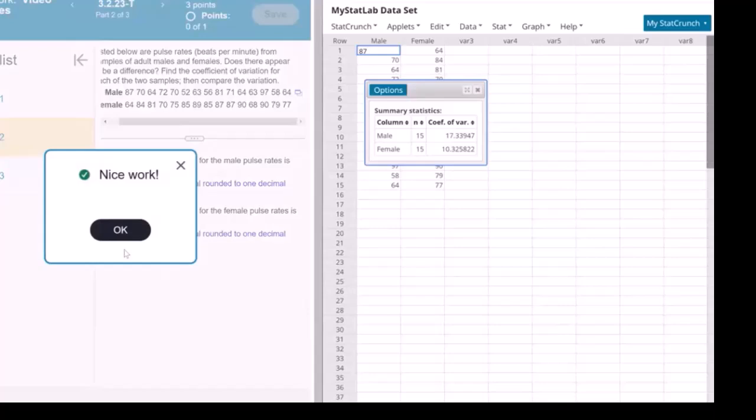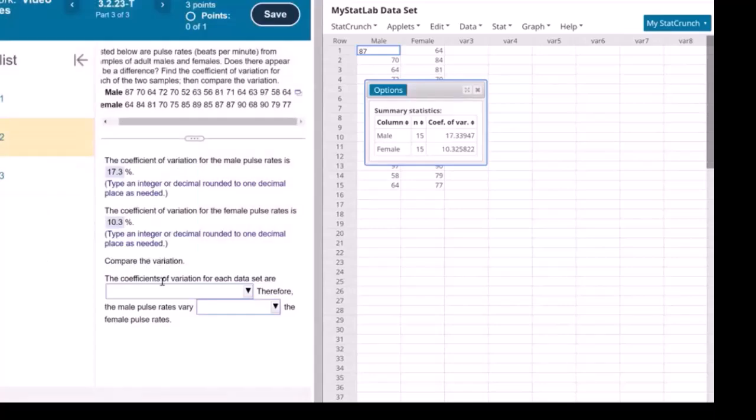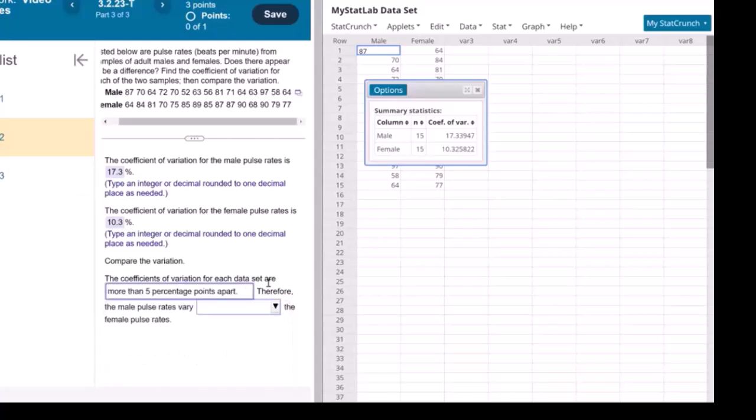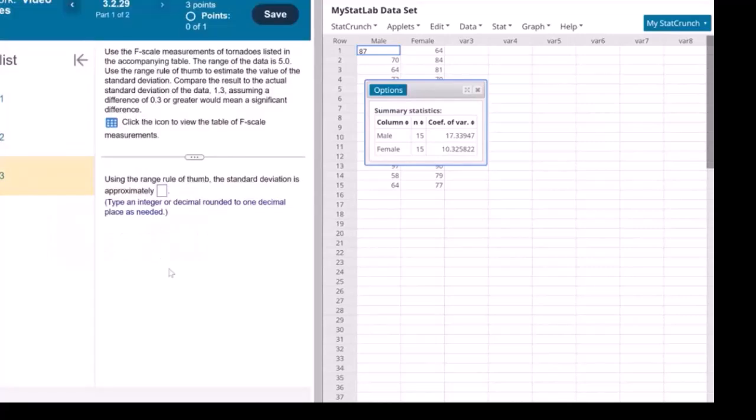Check our answer. And now it wants us to compare them. The coefficients of variation for each data set are more than 5 percentage points apart. They're 7 percentage points apart, 17.3 minus 10.3. They're more than 5. Therefore, the male pulse rates vary significantly more than the female pulse rates. There's more variation in male pulse rates than in female pulse rates. But there's more than 5 points. That's a big difference.